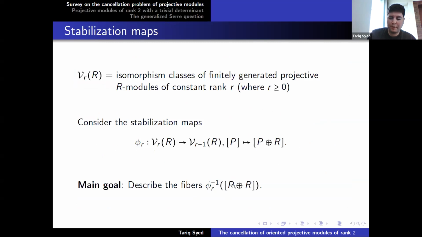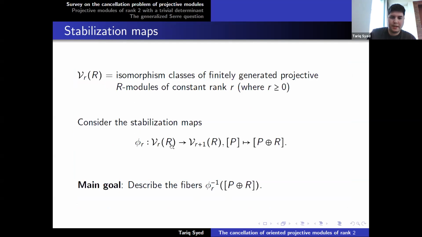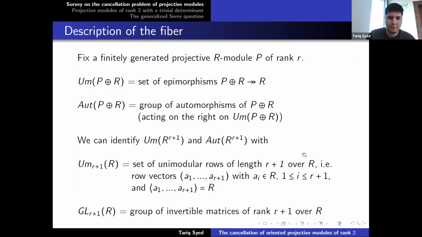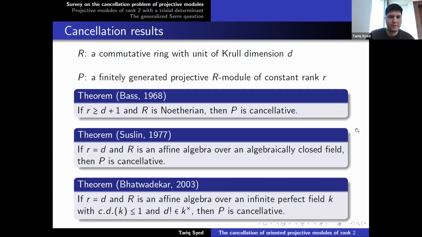So we're rephrasing this cancellation question in terms of this stabilization map. A projective module P is cancellative if this fiber, for instance, is trivial. So if this map is injective, all the projective modules of rank R are cancellative. That's what I'm trying to describe. So we have this description in terms of this orbit space, or in case P is free, of this orbit space. And now I wanted to start with this actual survey of results on this.